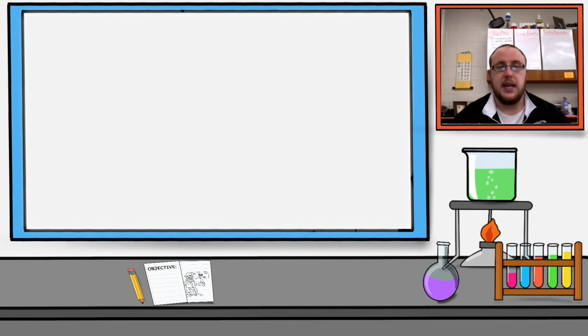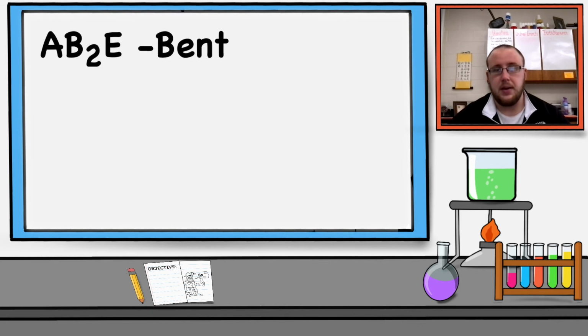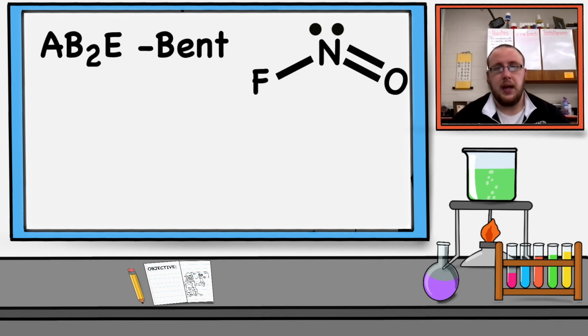Our next one is AB2E. So this is where we get our lone pair of electrons in. AB2E is a bent molecular geometry. And we finally get to bring lone electron pairs into this. The lone electron pairs will push the other bonds from a straight line down to more of a bent structure. So an example of this would be ONF.